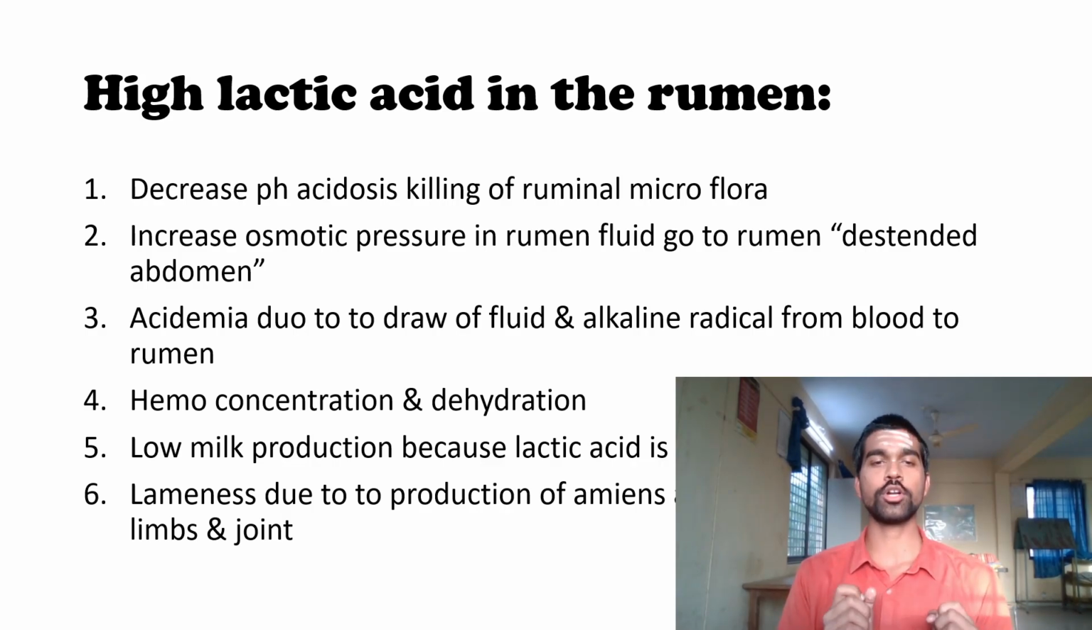Why is there low milk production? Because lactic acid is stronger than VFA. So VFA will decrease. Volatile fatty acids are required for the metabolism and production of milk, and they will be decreased during the infection. Then lameness, due to the production of EMS. Lameness means the cow will become dull, and the upset goes to the limbs and joints.